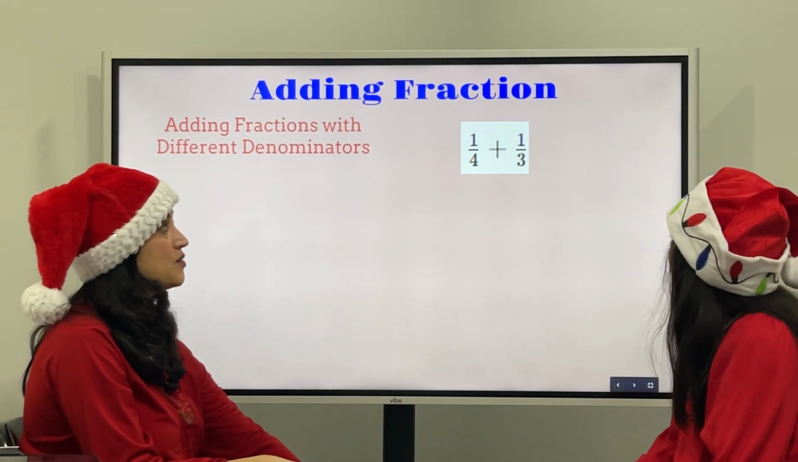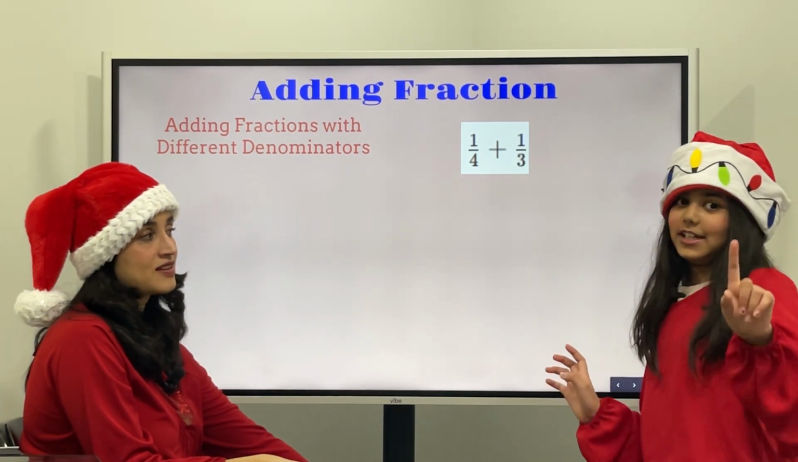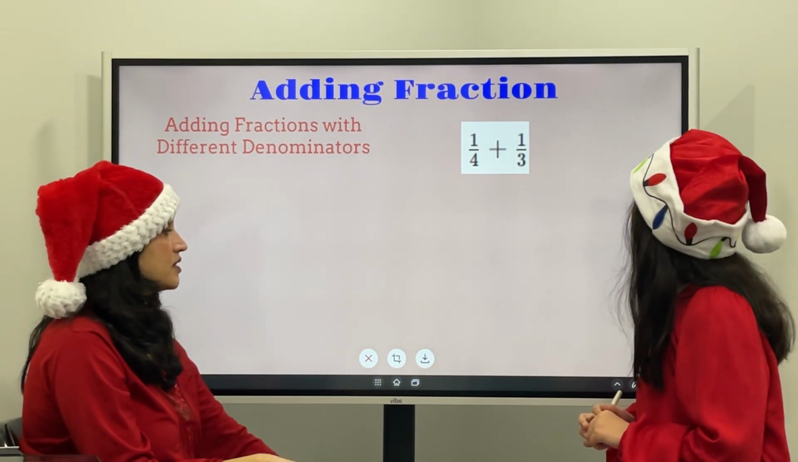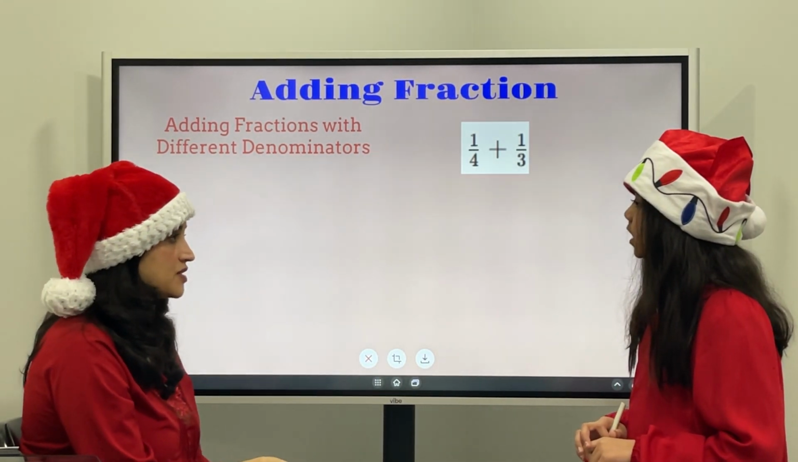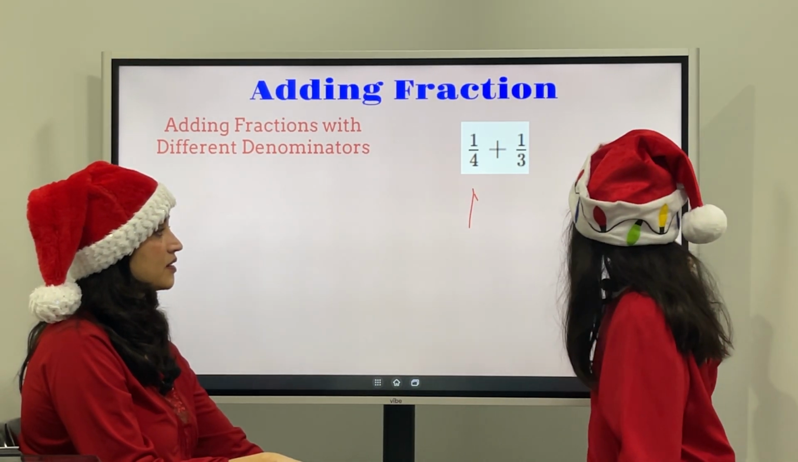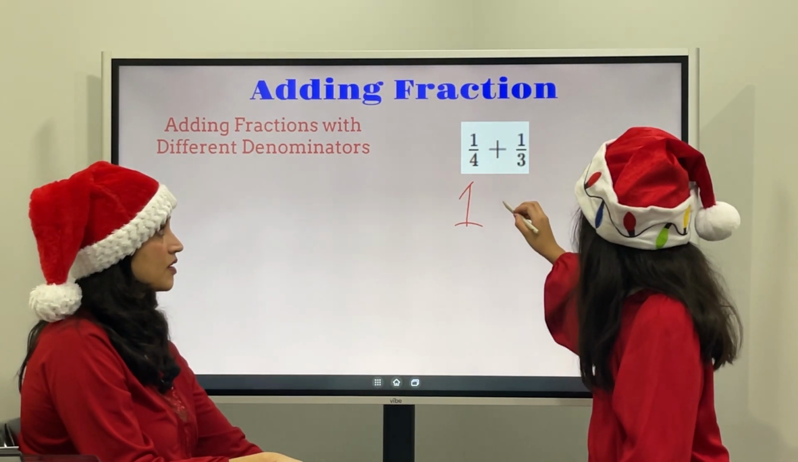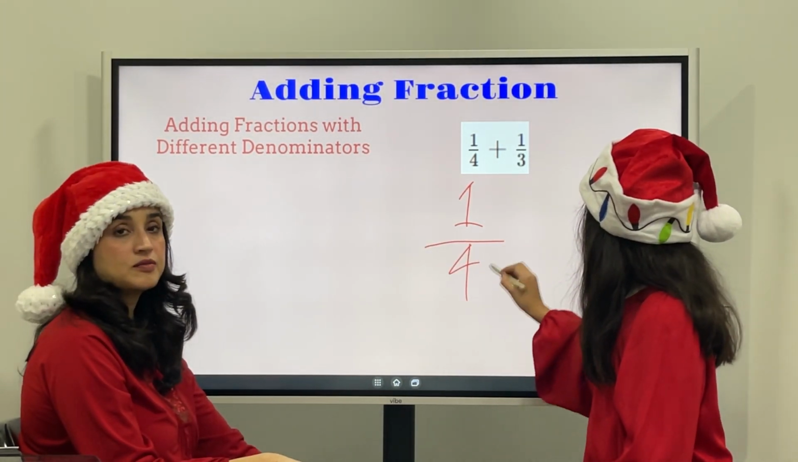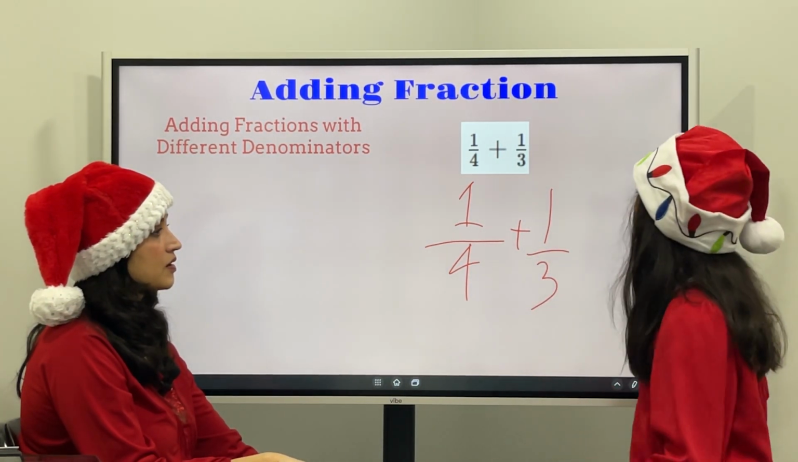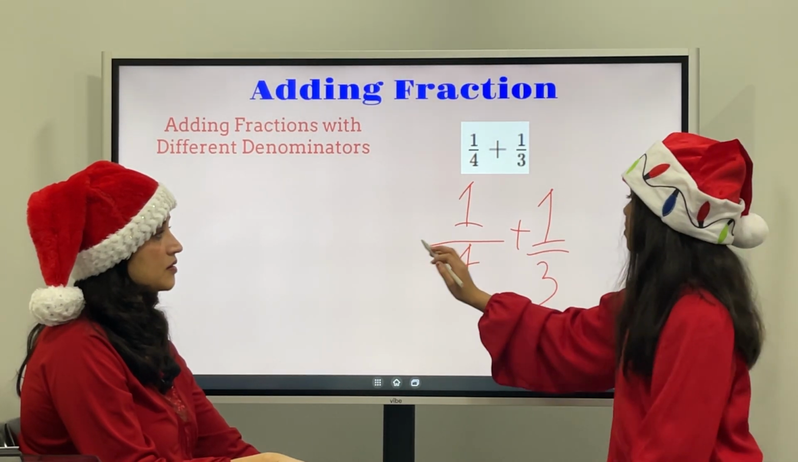So here you see 1 by 4 plus 1 by 3. How do we do this? Let's see how we'll do it. I'm just going to write it so that you guys can see it: 1 by 4 plus 1 by 3. I'm just going to put the equal sign here.